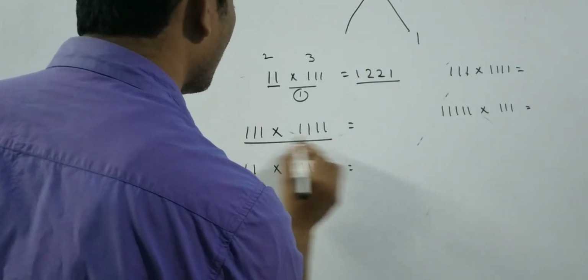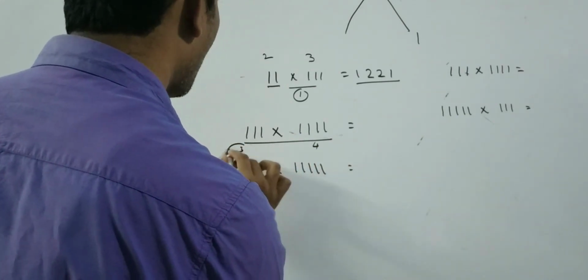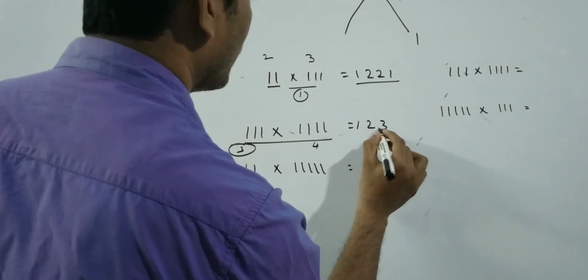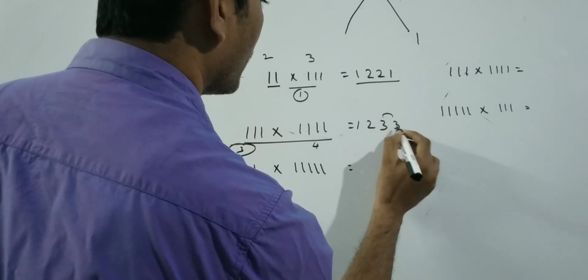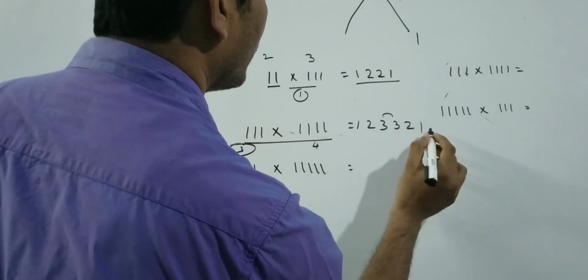Here see friends, here 3 are there, here 4 are there. So we have to take the fewer number of digits. So 1, 2, 3. Difference is how much? 1. So 3 we have to write one more time. Again 1, 1, 2, 3, 3, 2, 1.